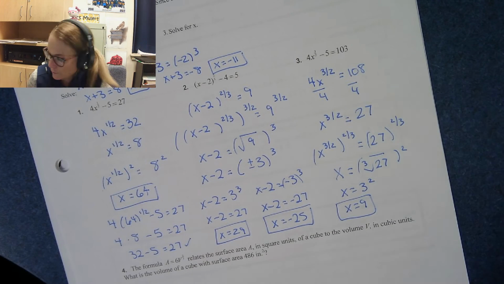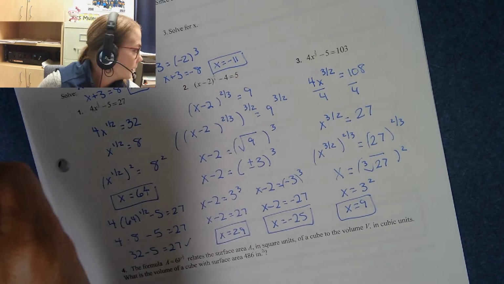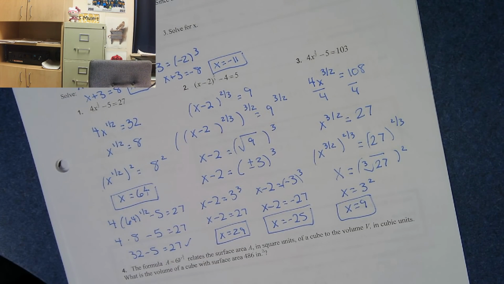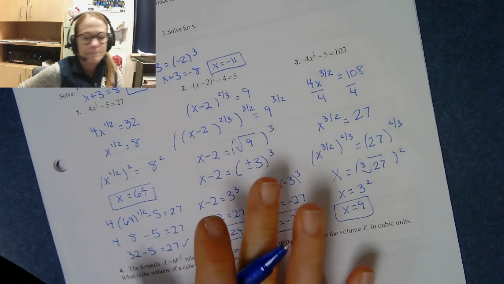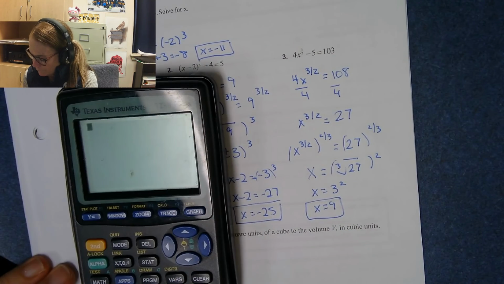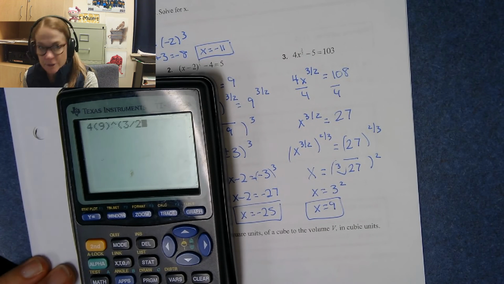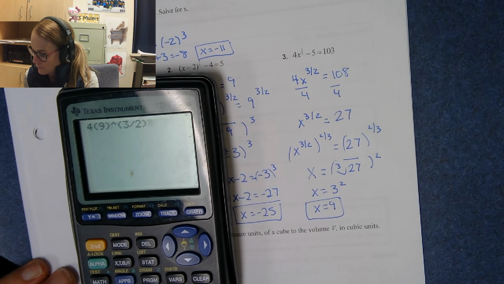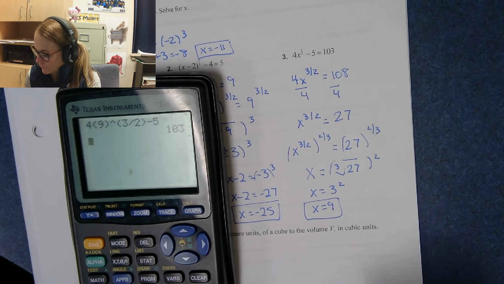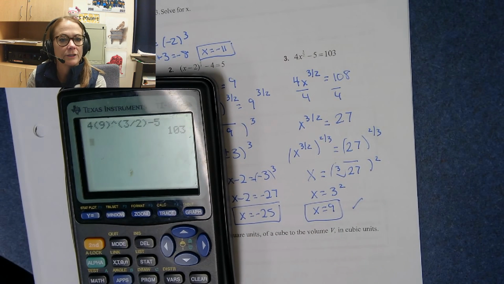And you can also check with your calculators if you want. You could always go to your original: 4 parentheses 9 to the 3 over 2 plus 5. Boom, 113. Check. So it checked out. Okay, last problem, a little word problem.